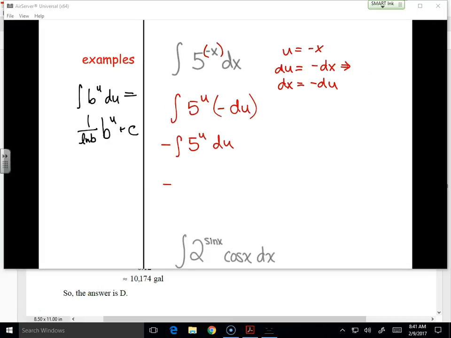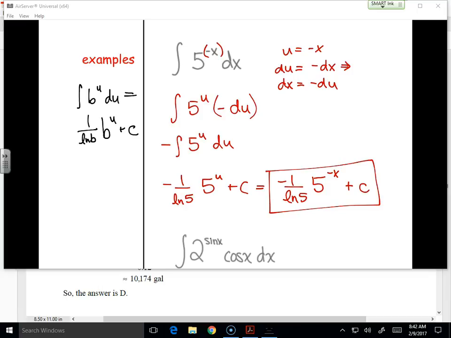So all I need to say is negative 1 over ln of 5, check it, times 5 to the u. This is not definite, right? I'm not plugging in bounds, so I can go ahead and, even though I'm writing 5 to the u right now, I need to keep going and plug in 5 to the negative x. Got it.